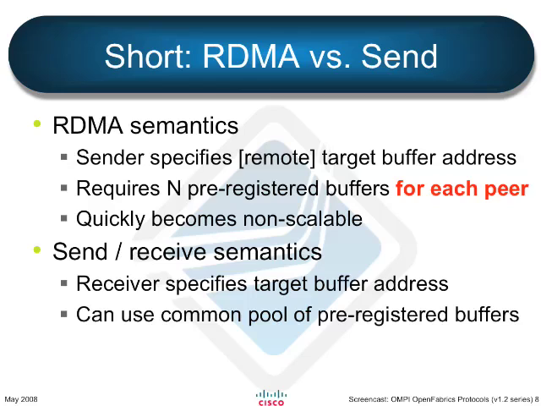The other way is to use send-receive semantics, and this is where the receiver specifies the target buffer where messages are given. And a common technique there is you just have a whole pool of pre-registered buffers, and you say, hey, network, whenever a message comes in, put it in one of these buffers and then let me know about it. So let's look at this pictorially here.